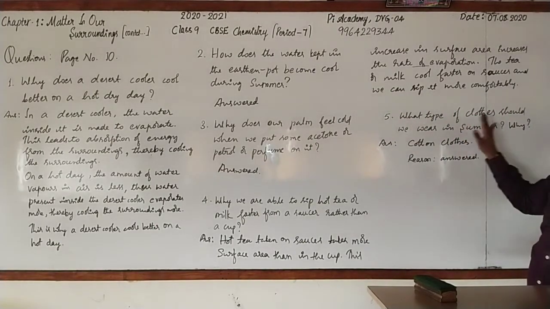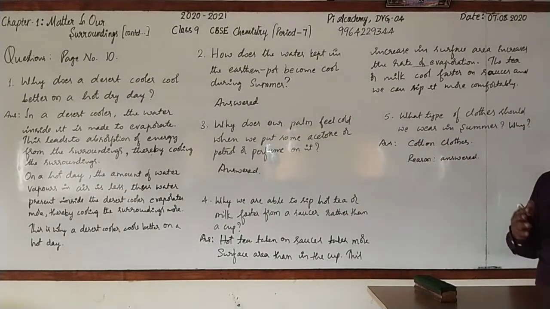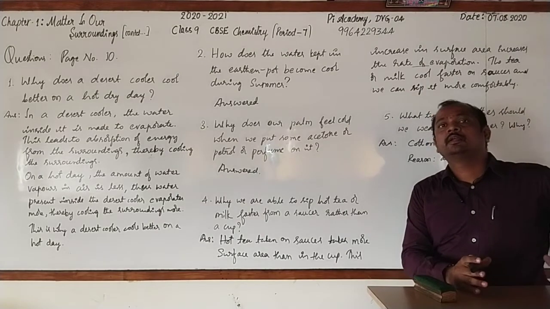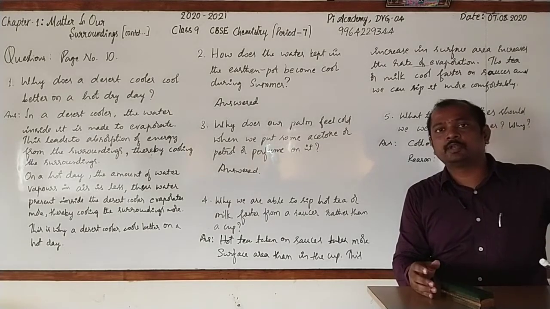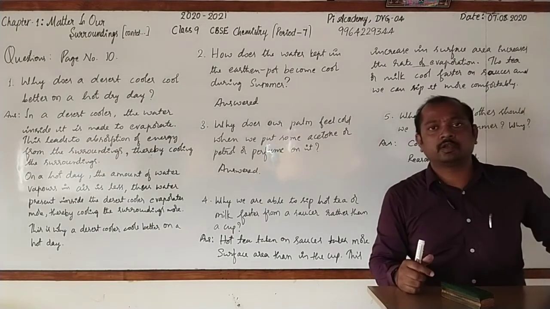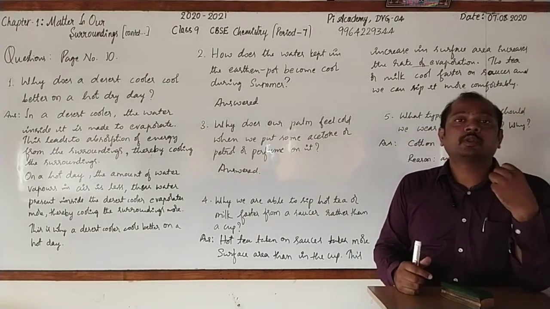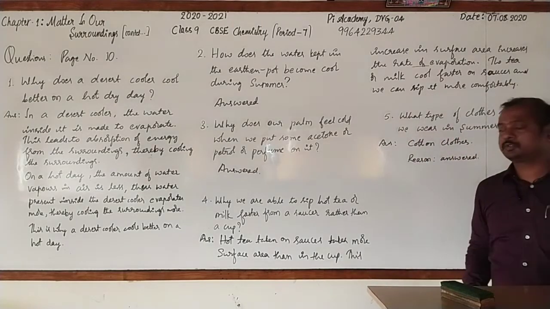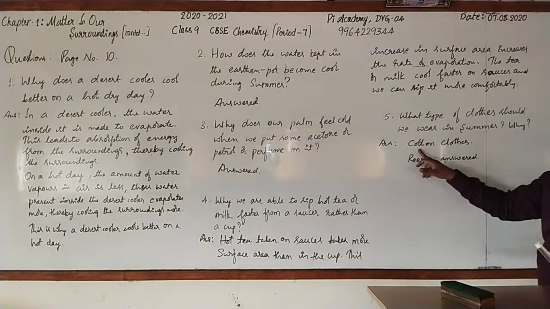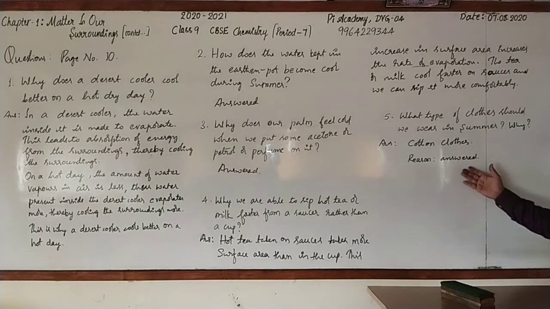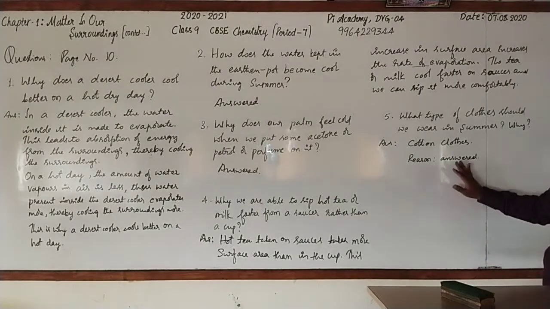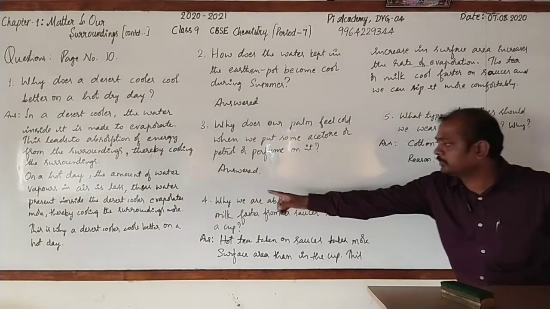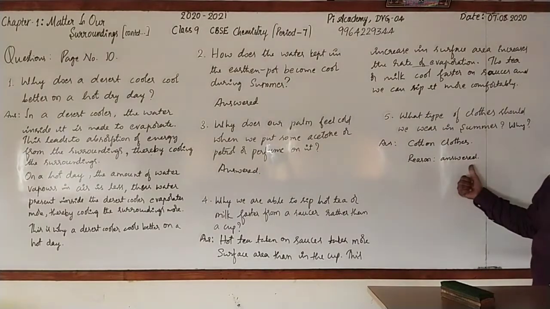And fifth one is, what type of cloths should we wear in summer? Cotton cloths, light cotton cloths rather than dark cotton cloths. We feel comfortable in both, but the only thing is, dark cotton cloth absorbs more heat and will not give it out. So hence it is better to use light cotton cloths. And the reason I have already given in the previous questions. Please go through that one. Now copy from the fourth one up to here.